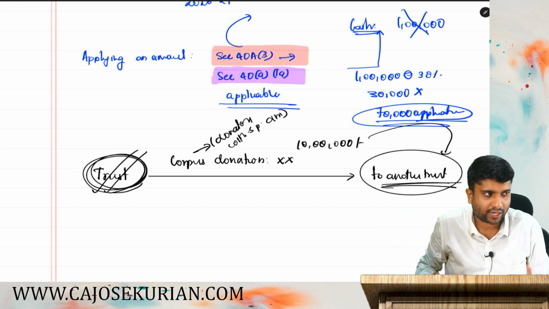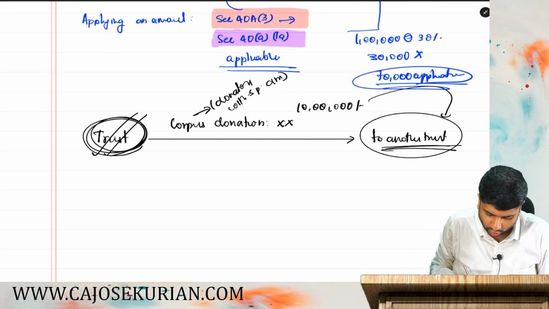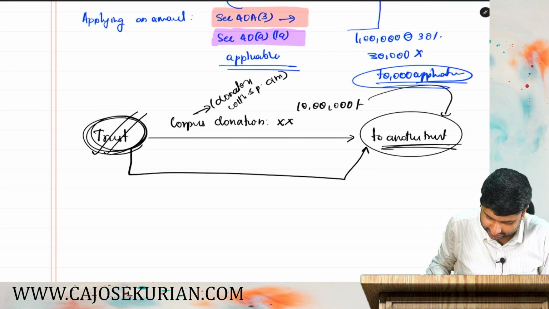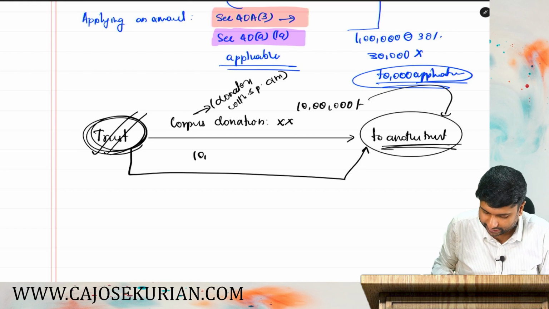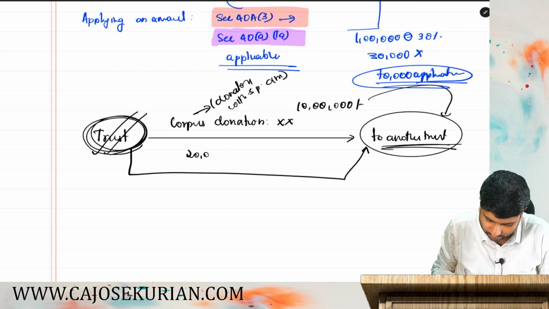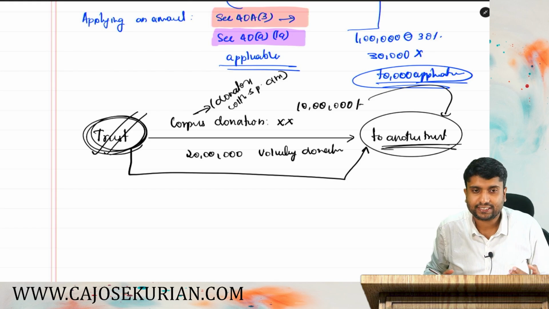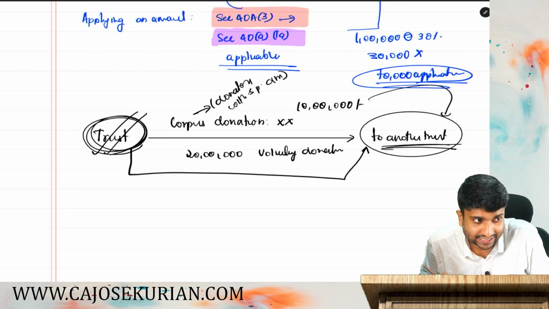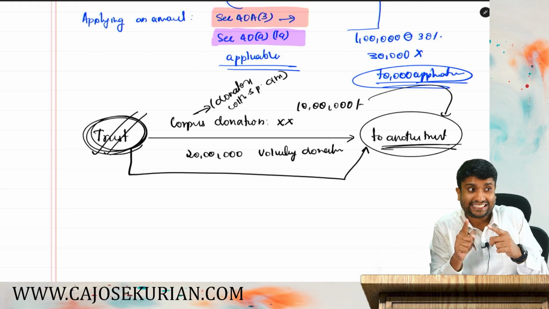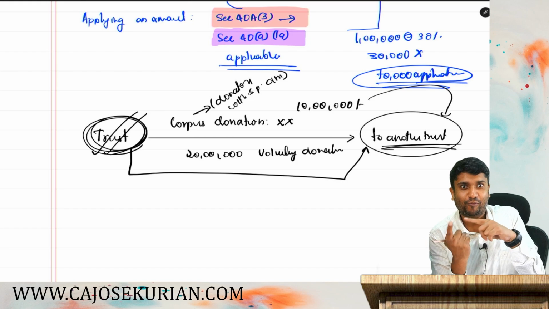Now you will ask me one doubt. What if it is a normal donation? Say this trust has given 10 lakhs, or we will take 20 lakhs, as a voluntary donation or normal donation to another trust. Can this donor trust claim this entire 20 lakh as a deduction? The answer was yes.